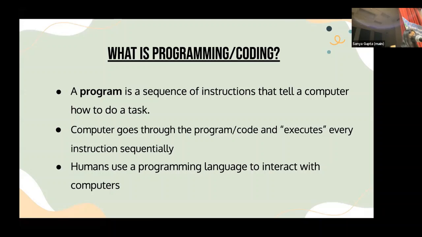PB&J, okay. Think of a recipe for a PB&J sandwich. In this model, you are the computer. Making the sandwich is the task that has to be performed by you. The recipe is the program that tells you, the computer, how to execute the task. But of course, computers can't understand recipes written on paper. That's why we, as humans, use a programming language to interact with computers.